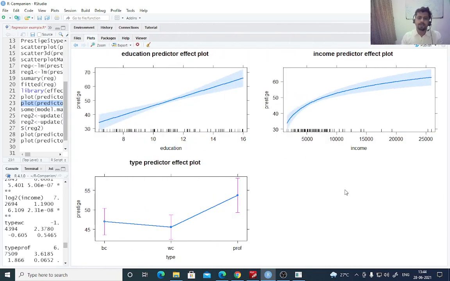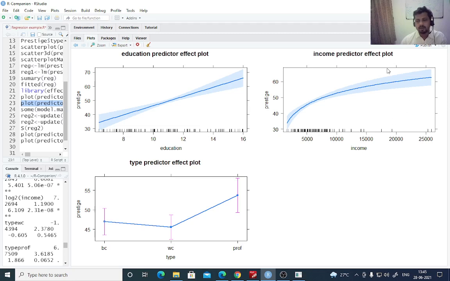This is a very nice graph that comes to you. The first plot is for prestige, that is your response variable, plotted against education. Again, these are the rug marks, which are the one-dimensional values of the education data. This shaded band gives you a 95% confidence interval around the fitted value. You can see that roughly education and prestige have a linear relationship, meaning that across all the values of education in this interval, the average value of prestige goes up linearly.